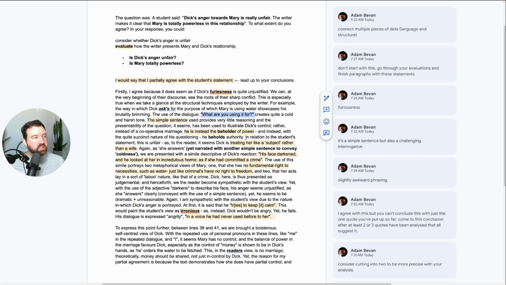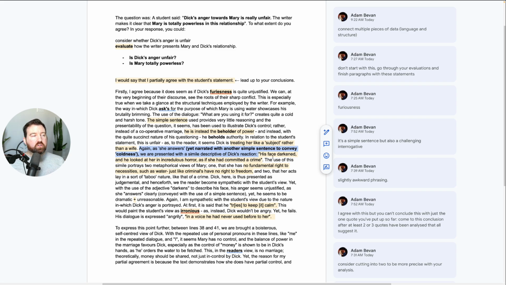You then go into how this does seem unfair, which is great. You're relating back to agreeing or disagreeing with the student comment. "In relation to the student statement, it is unfair as to the reader. It seems Dick is treating her like a subject rather than a wife. Again, as she answers, yet narrated with another simple sentence to convey coldness, we are presented with a simile descriptive of Dick's reaction." So I think that this bit you could just get into that second quote more quickly.